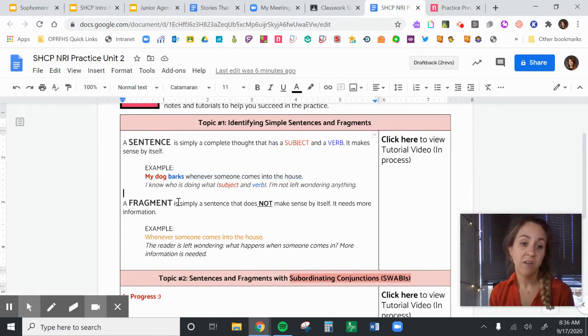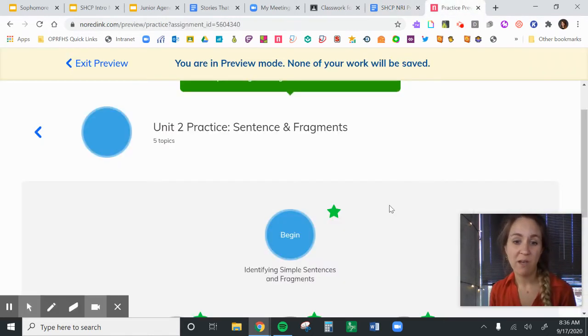This one here is a fragment. So a fragment might be missing a subject, it might be missing a verb, or it might have both those things but not be a complete thought. So this one, whenever someone comes into the house, someone could be a subject, right? Comes into the house could be our verb, but in this case, it's not a complete idea. We're left wondering what happens when someone comes into the house. We don't know. Let's do a couple practices here.